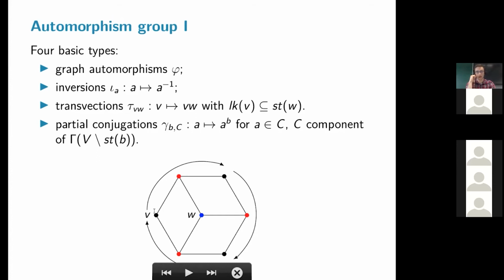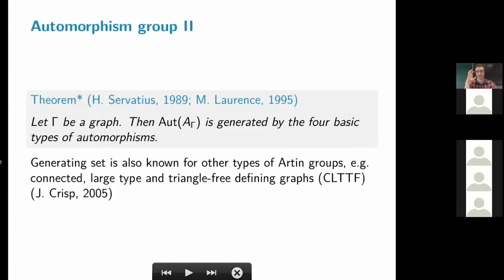And then what you do for your automorphism, you conjugate every vertex in your component with the chosen vertex W, and all the rest you leave invariant. So it resembles inner automorphisms, but it's just partially conjugating with a generator, hence the name partial conjugations. So this gives 4 types of automorphisms, and it was proven that these 4 types generate your whole automorphism group. So this is the result I was referring to earlier.